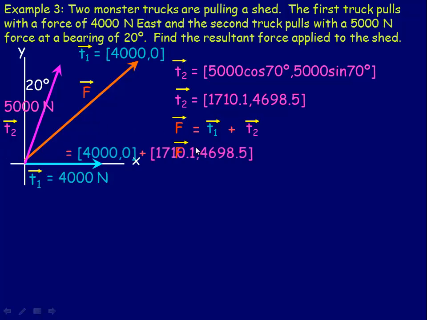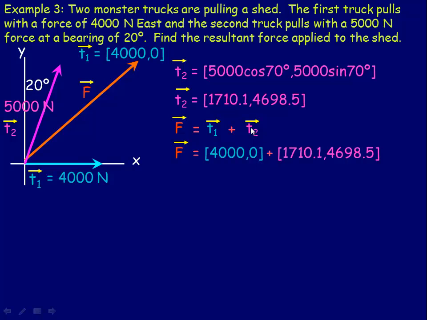And so we actually would just write the 4,000 comma 0 plus the T2 vector and just add the two together. So 4,000 plus 1710.1 would be 5710.1, and 0 plus the 4698.5 would be 4698.5. So those are the components of that vector.